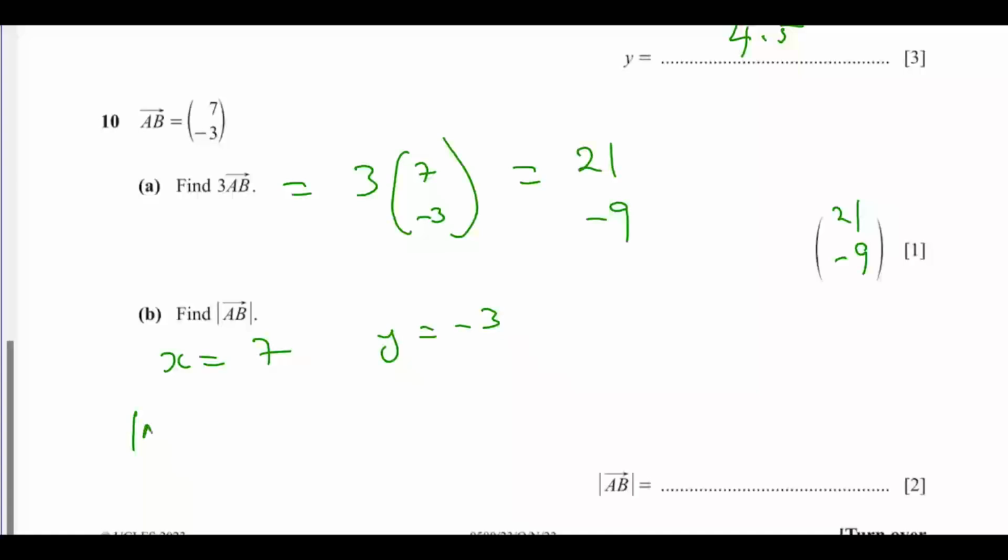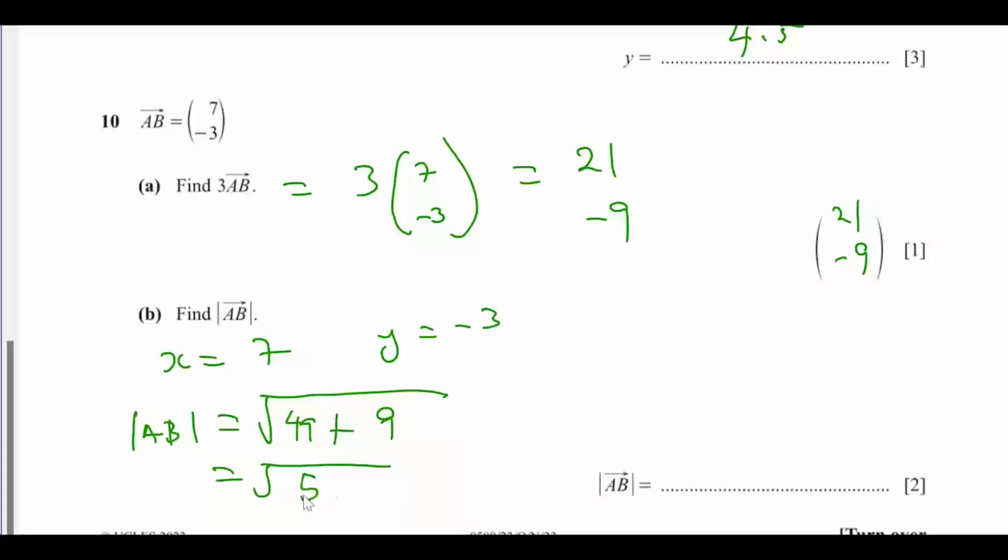So the modulus AB will be equals to square root of x squared. That will be 7 times 7. Okay, that's 49. Okay, plus square of negative 3. That will be minus 3 times minus 3. That will be positive 9. So this will be equals to square root of 58. So if you find the square root of 58, you will get 7.62. So let's go to the next question.